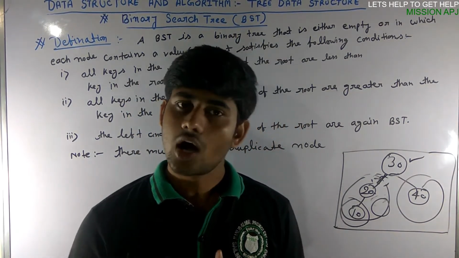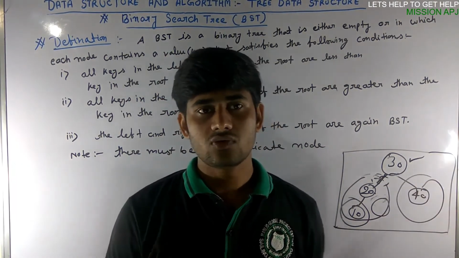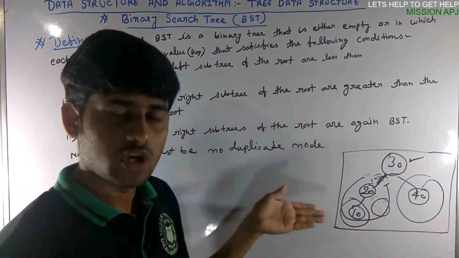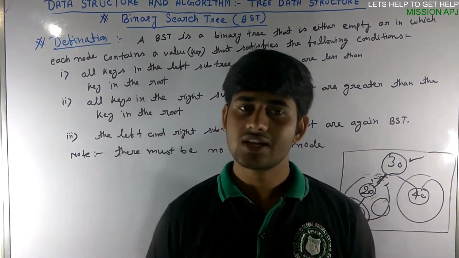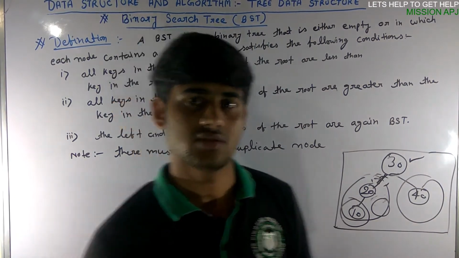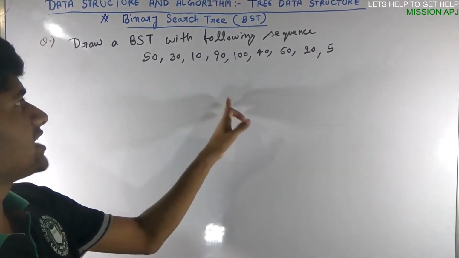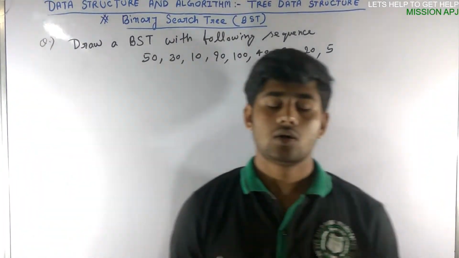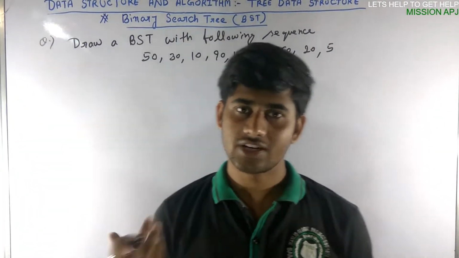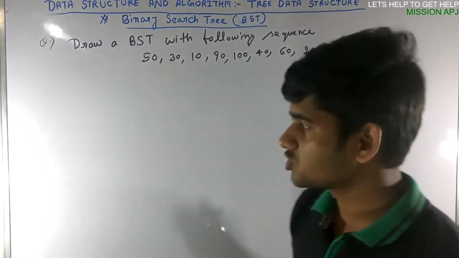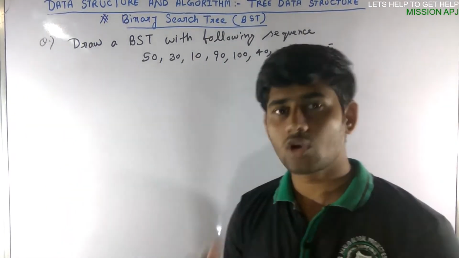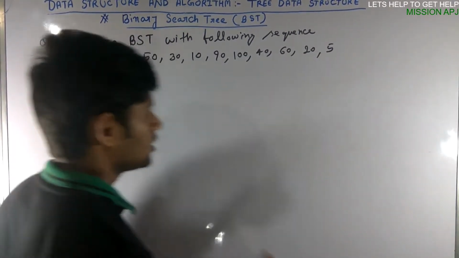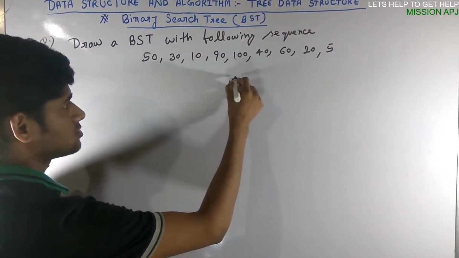Now let us construct a binary search tree using some values, and we will follow this procedure to construct the binary search tree with the given values. So let's do that. It is saying to draw a binary search tree with the following sequence. So this sequence is given, and we need to draw a binary search tree. Let us see how it can be drawn. By following the definition of a binary search tree, we can construct it in this way.